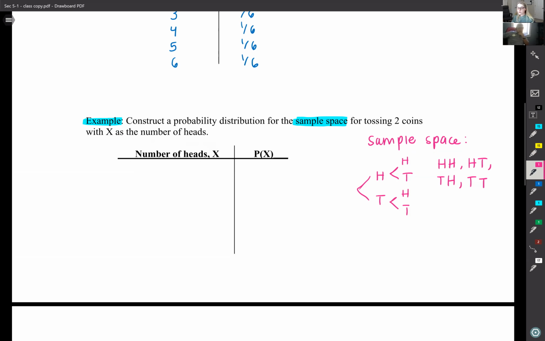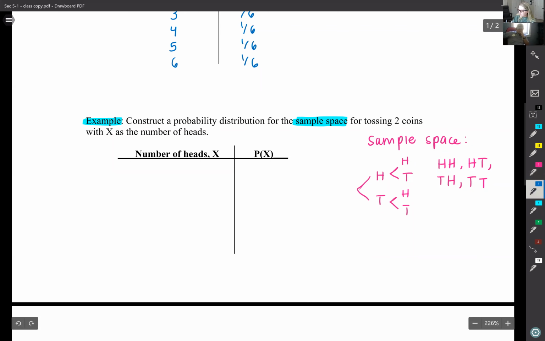So X is our number of heads. We have to think, what are all the possible values that X could take on? What are the possible numbers of heads that I could get? By looking at my sample space, I can see that I have the option of heads, heads, which means I got 2 heads. I also have the option of head, tails, and tails, heads, which means that I only got 1. Then I also have the option of tails, tails, which means I got 0 heads. So my options for the number of heads when I flip a coin twice are 0, 1, and 2. Just by looking at the sample space, you can tell that those are all my options.